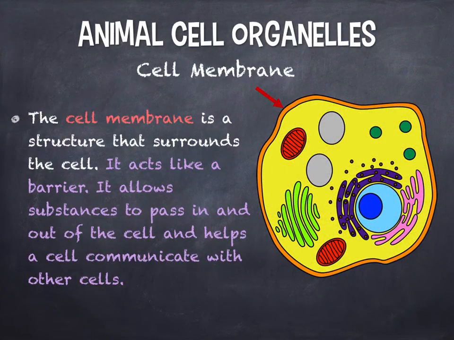The first thing we're going to talk about is the cell membrane, and it's a structure that surrounds the entire cell. It acts like a barrier, allows substances to pass in and out of the cell, and helps a cell communicate with other cells. Let's move on.